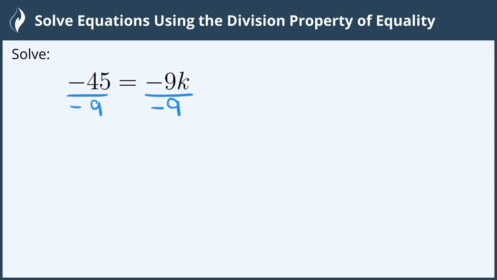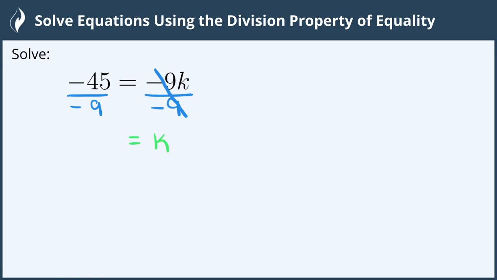-9 divided by -9 on the right-hand side gives me a +1. A +1 times k is k, which isolates the variable on the right-hand side of the equal sign. Another phrase sometimes people use is -9 cancels with -9, and you're left with k. Either way you want to think about it works.